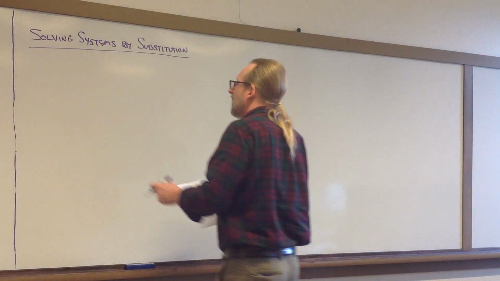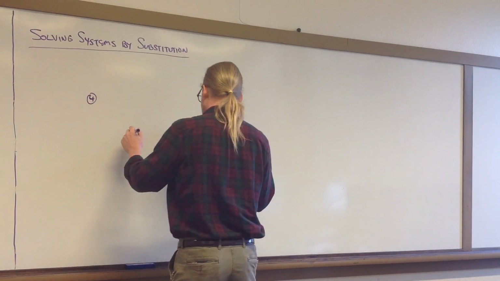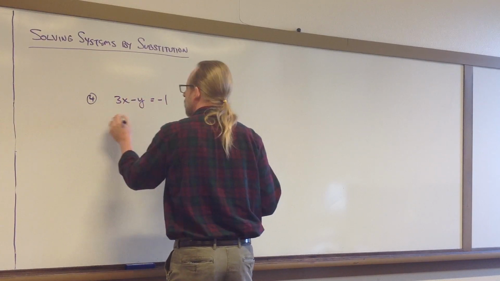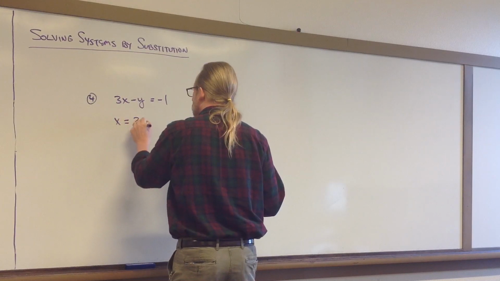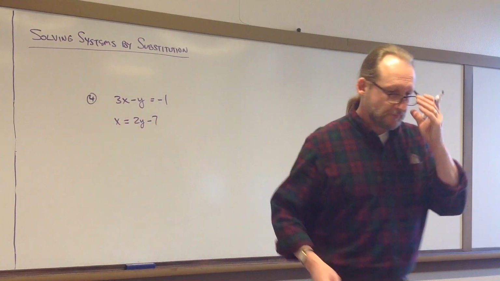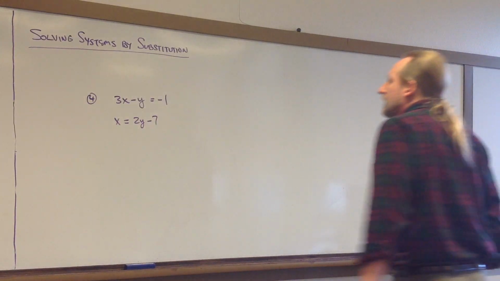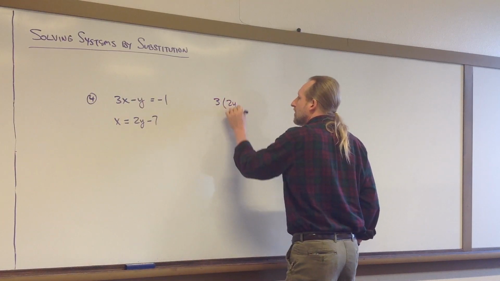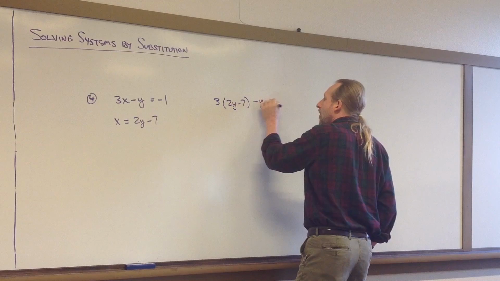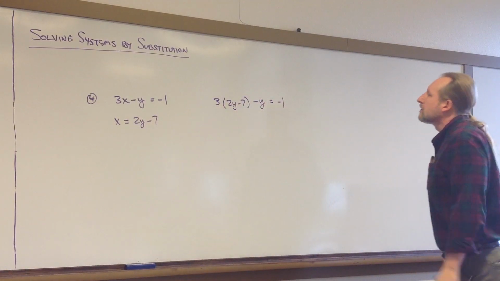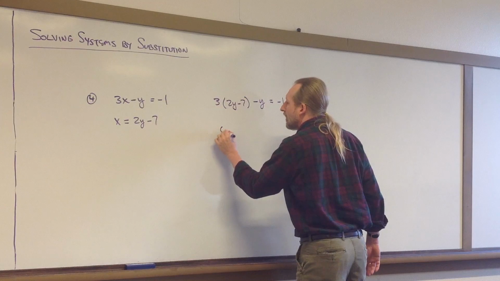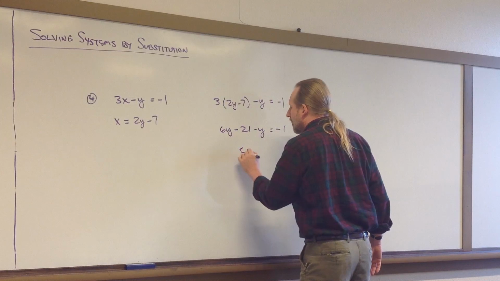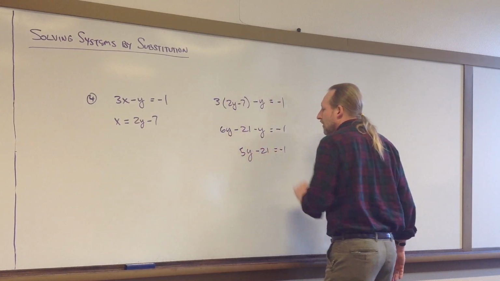Okay, let's look at problem 4. Our first equation is 3x minus y equals -1, and x equals 2y minus 7. Okay, so let's take what x is equal to, plug it in for x in the first equation there, and now we can solve for y. So again, we have to distribute: 6y minus 21 minus y is -1. So that's 5y minus 21 is -1.